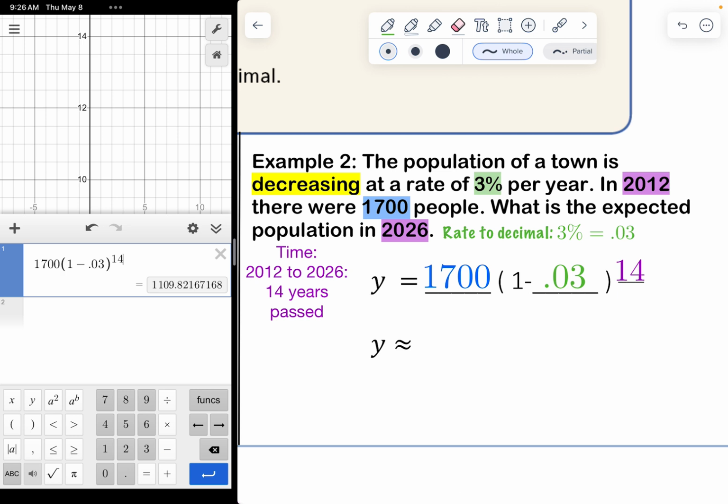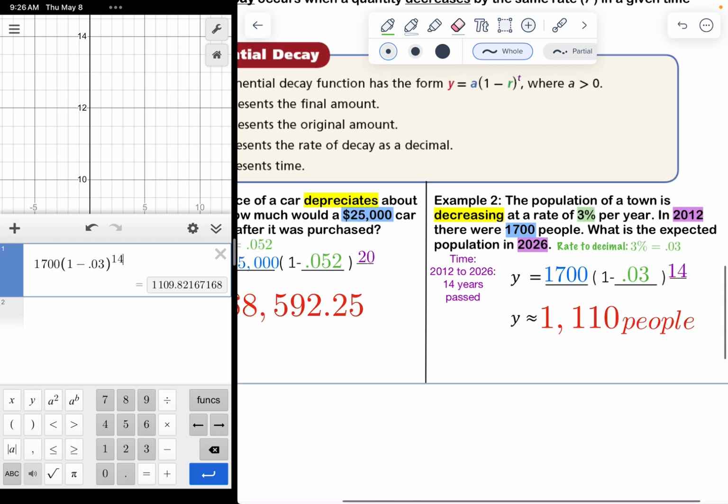Okay, now think about it. We are doing population. We are talking about people. We don't want to have a fraction of a person. So we're going to cut this off. Actually, we're going to round it to the whole number. So the 9.8 is actually going to round that up to 1,110.